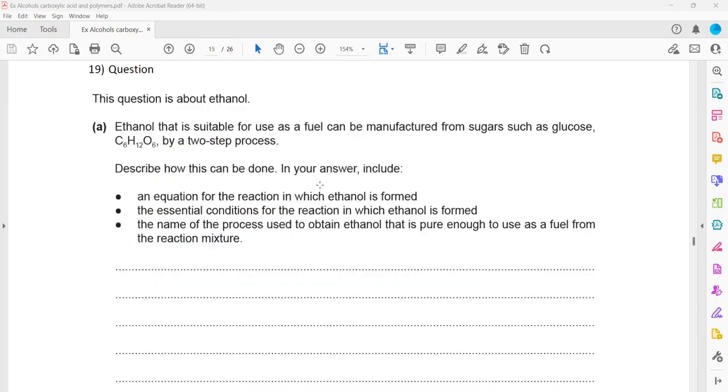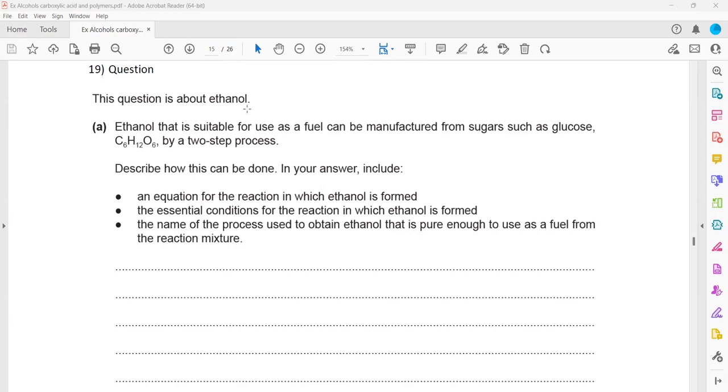Question 19. This question is about ethanol. Ethanol, which is suitable for use as a fuel, can be manufactured from sugar such as glucose, C6H12O6, by a two-step process. Describe how this can be done. In your answer, include an equation in which ethanol is formed, essential conditions, and the name of the process used to obtain ethanol that is pure enough to use as a fuel from a reaction mixture.